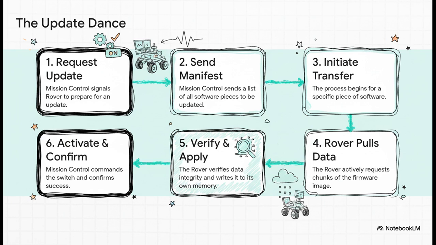But look closely at step 4. This is the key. The rover actively pulls the data it needs, piece by piece. It's in control. It says, okay, send me the next chunk. It takes that data, it checks to make sure it's not corrupted, writes it to its own memory, and only then does it ask for the next piece. This pull model is absolutely crucial for reliability. After all the pieces are there, Mission Control gives the final go command to activate, and then it checks in to make sure the rover's up and running on the new software.